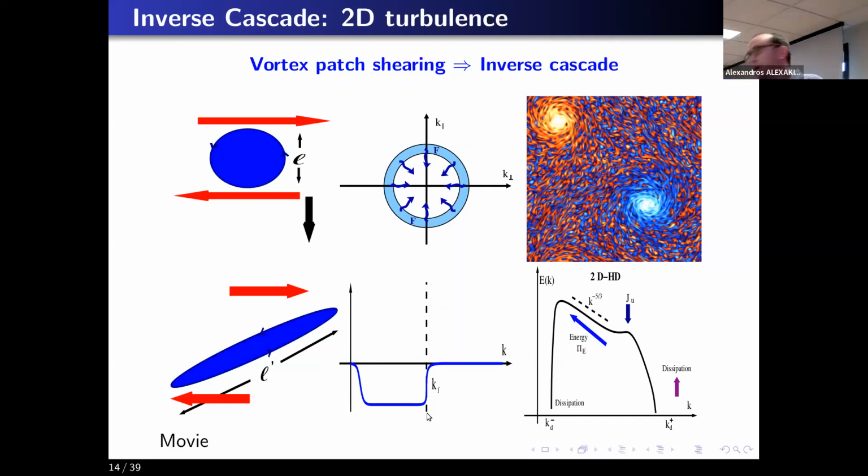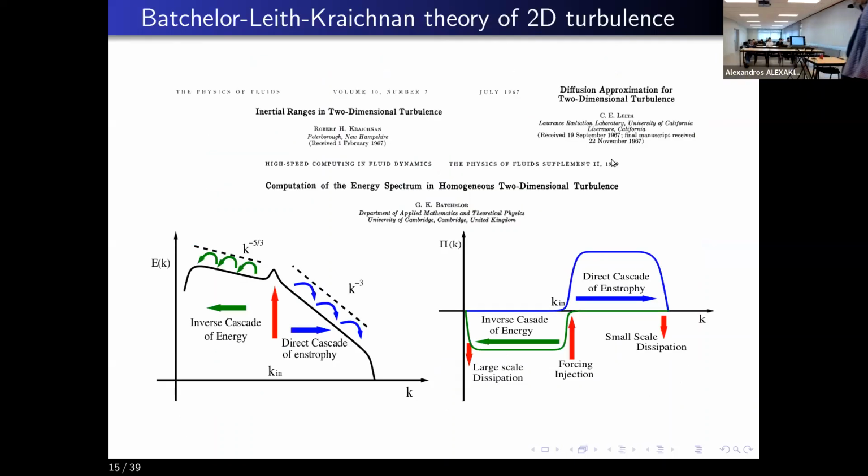So instead of having a forward flux, towards large wave numbers, we have a flux of energy towards small wave numbers. And we can generate large structures like this. All of this was put into what is sometimes known as the BLK theory of two-dimensional turbulence, named after Robert Kraichnan, C.E. Leith, and Batchelor, who put forward all these predictions. That led to a K^(-5/3) spectrum, but now for scales larger than where I inject energy, while the enstrophy cascade is forward and generates a K^(-3).